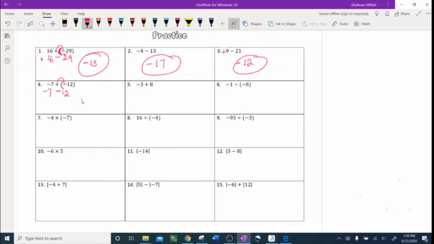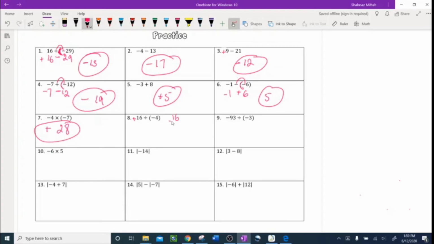Same signs we add, we keep. So we keep and we add, which is 19. Different signs you subtract, keep the sign of the bigger number, 5. Again, multiplication, you multiply. Negative times negative is going to give me positive 6, and this negative 1 stays. Different signs you subtract, keep the sign of the bigger number. Negative times negative is going to give me positive. 4 times 7 is 28.